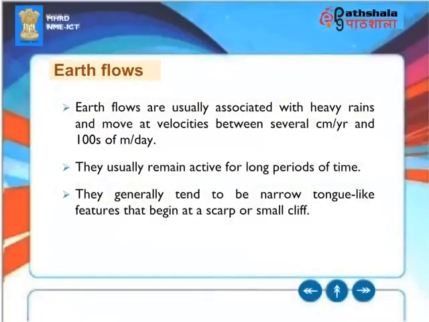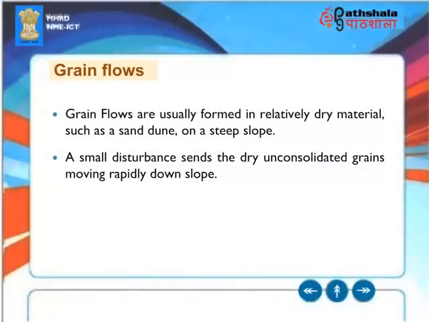Earth flows. Earth flows are usually associated with heavy rains and move at velocities between several centimeters per year and hundreds of meters per day. They usually remain active for long periods of time. They generally tend to be narrow, tongue-like features that begin at a scarp or small cliff. Grain flows. Grain flows are usually formed in relatively dry material, such as a sand dune on a steep slope. A small disturbance sends the dry, unconsolidated grains moving rapidly downslope.